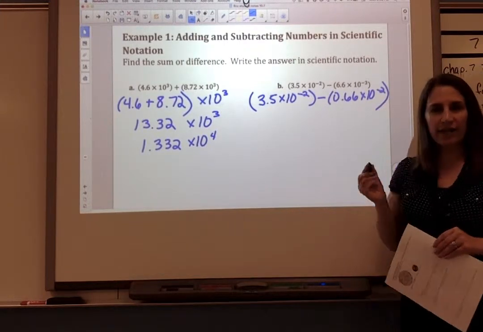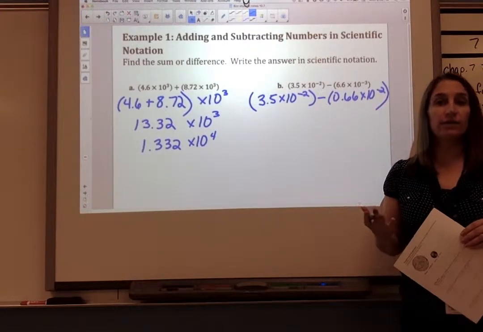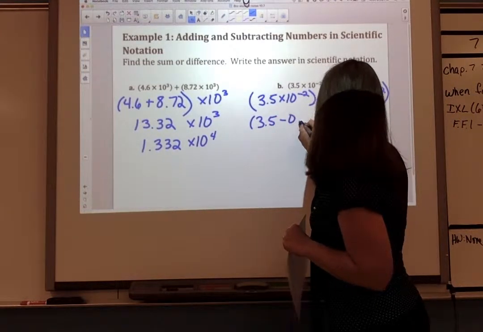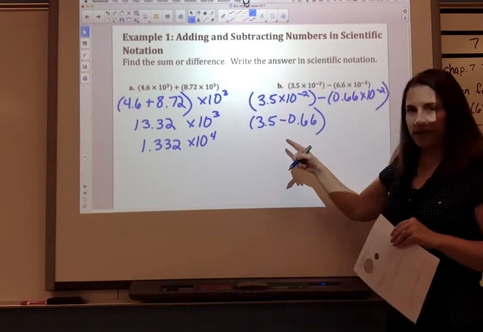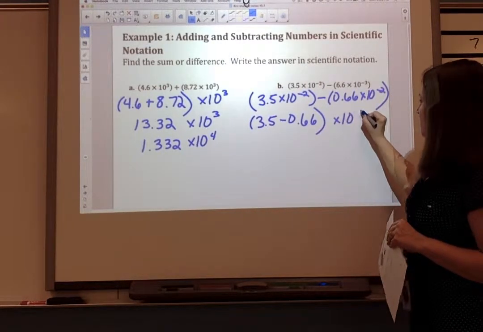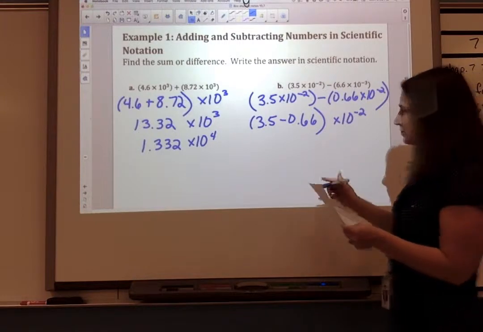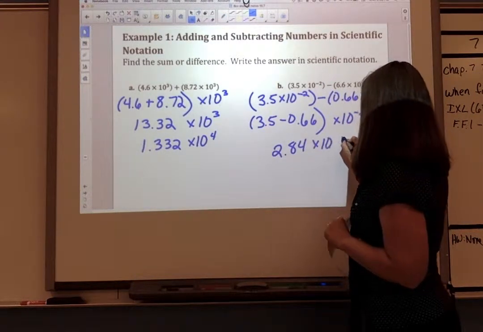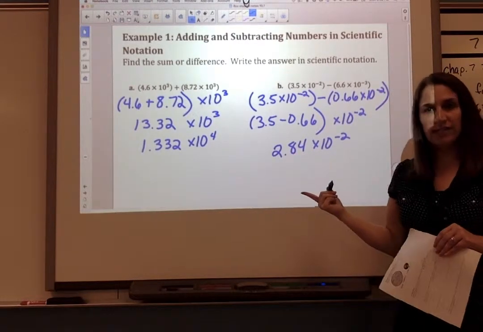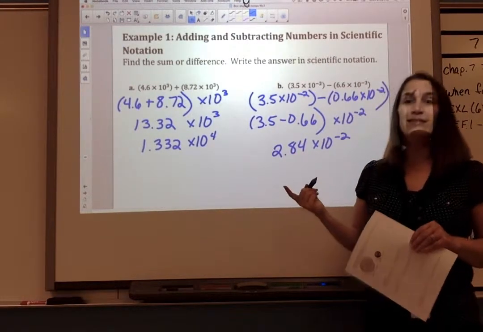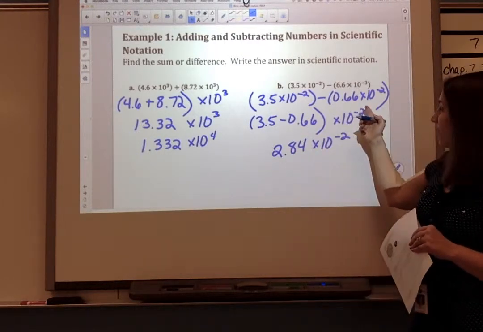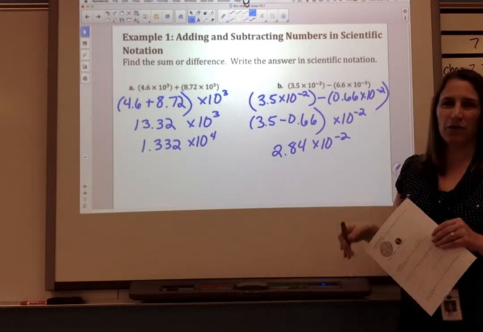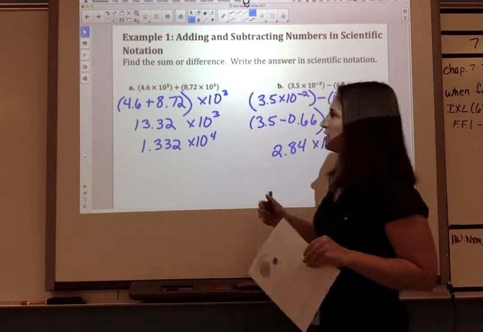So it's not written in correct scientific notation anymore, but now I can subtract. So I'm going to do 3.5 minus 0.66, and that difference times 10 to the negative 2. So when I do that, that's 2.84 times 10 to the negative 2. We need to look to see, is it still written in scientific notation? And it is. Most of the time when we're subtracting a number that's a power of 10 smaller, it's still going to be written in the correct power of 10. All right.